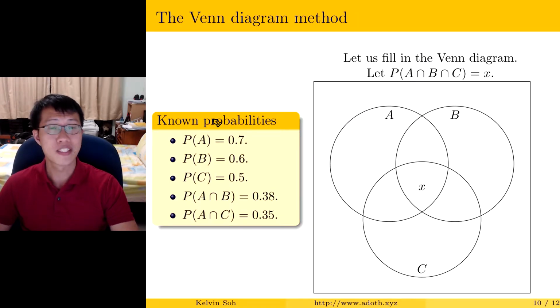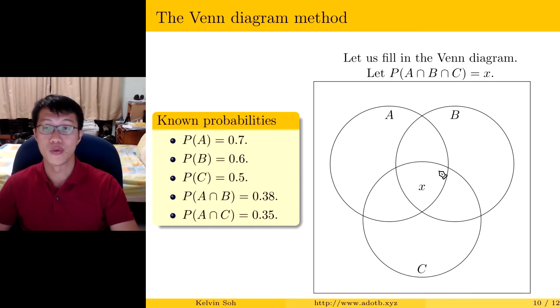So in the earlier parts of the question, from part 1 to 4, you should have either the question given these probabilities to us, or we can calculate these probabilities using the information given. So we will assume that we know the probability of A is 0.7, probability of B is 0.6, P(C) is 0.5, the probability of A intersect B is 0.38, and P(A intersect C) is 0.35. And now we proceed to fill in the Venn diagram.